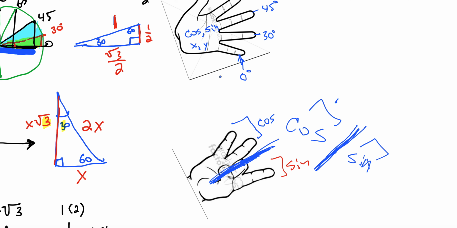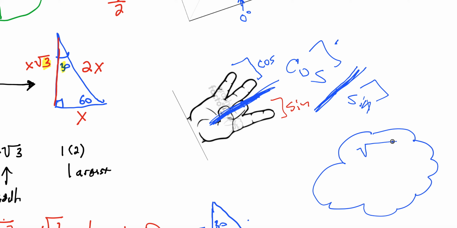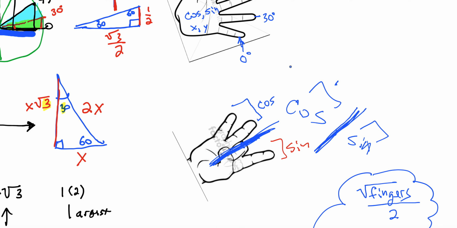The only other thing you have to know is root fingers over 2. So watch this. If you're going to do the cosine of 60 degrees, you pull down. Actually, let's just do this guy because he's 45. So the cosine of 45 degrees.